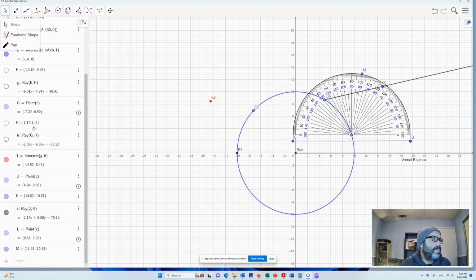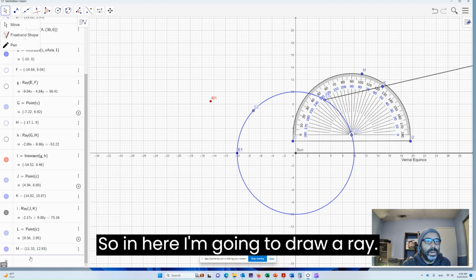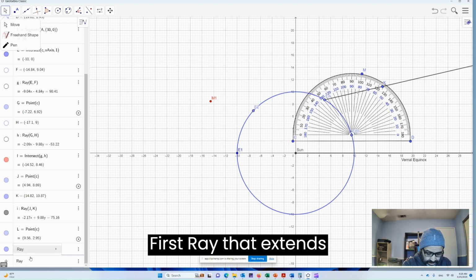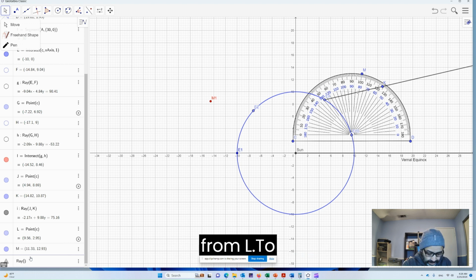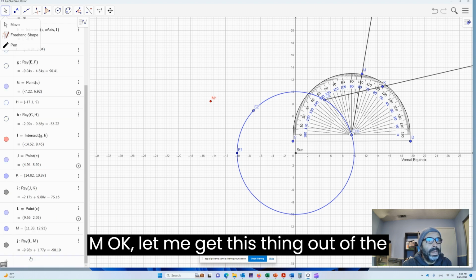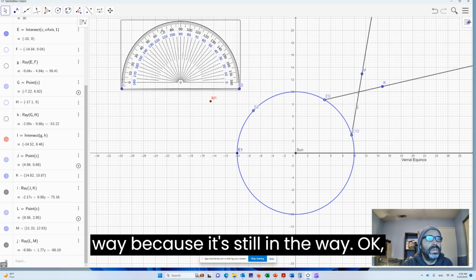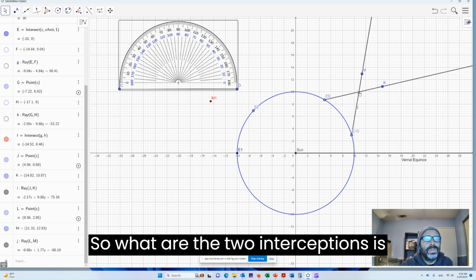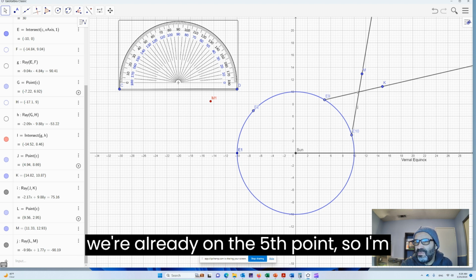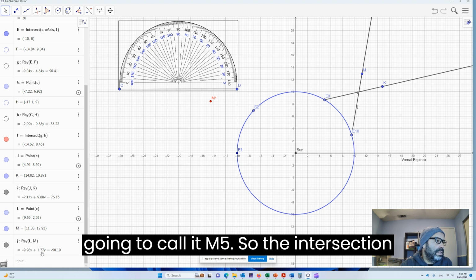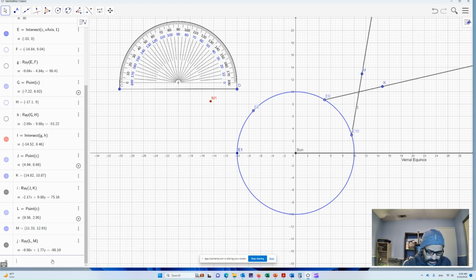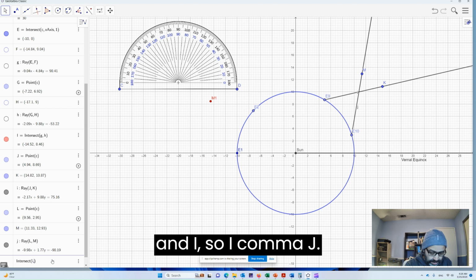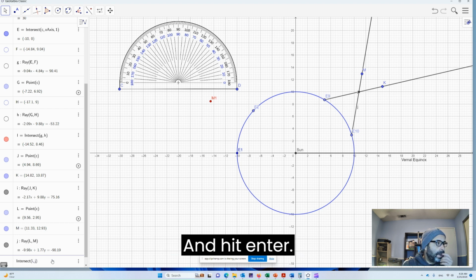Okay, so in here I'm going to draw a ray first, a ray that extends from L to M. Okay, let me get this thing out of the way because it's still in the way. Okay, so where the two intersect is going to be the position of Mars, and since we're already on the 5th point, I'm going to call it M5. So the intersect of these two rays, the rays through J and I. So I, comma, J, and hit enter.